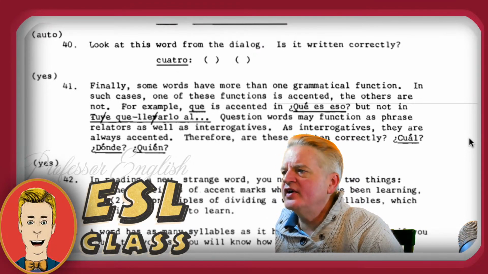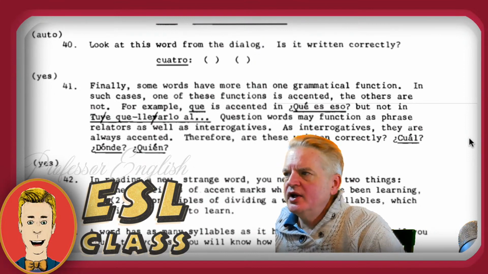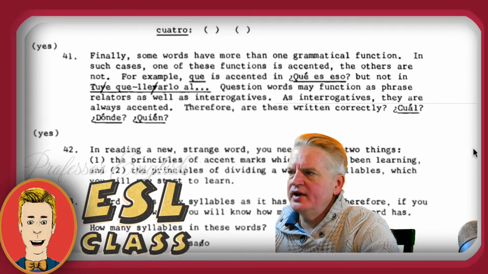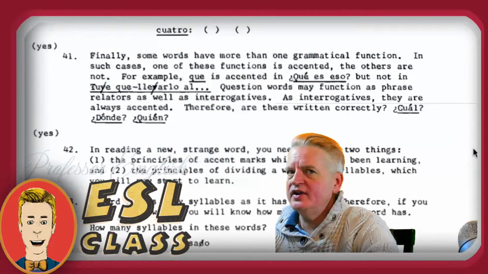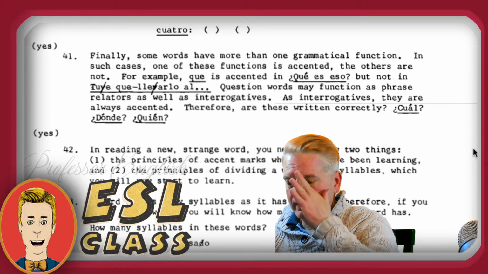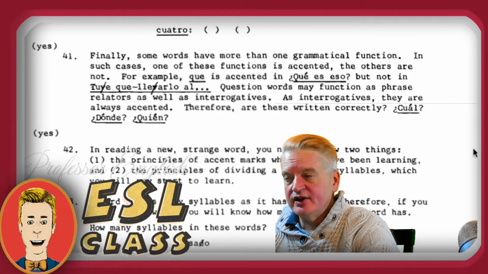Question words may function as phrase relators, as well as interrogatives. As interrogatives, they are always accented. Therefore, are these written correctly? ¿Cuál? Well, if it's an interrogative and they say that interrogatives are always accented, then yes, it's written correctly. ¿Dónde? Yes, it's written correctly. It has the accent. ¿Quién? It's an interrogative, so yes, it's correct.